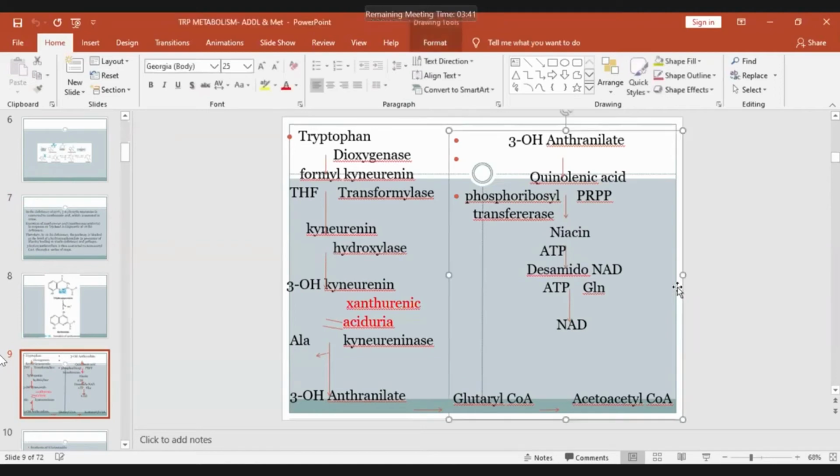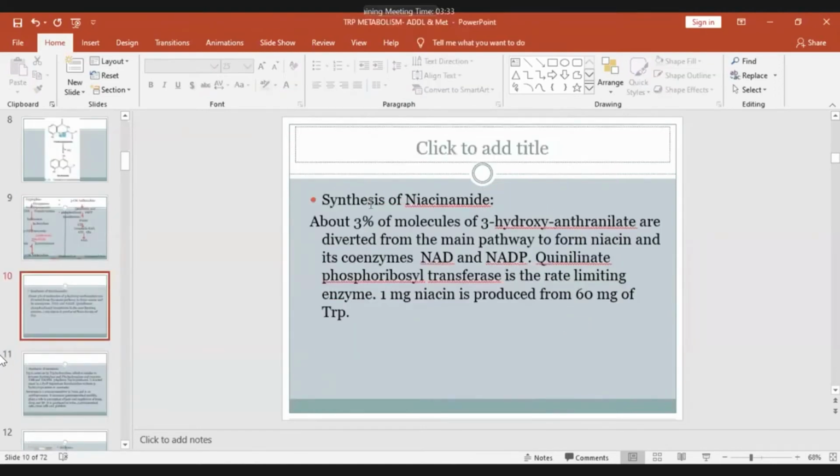So they are formed. So this is another pathway. So there is synthesis of niacinamide. So about 3% of the molecules of 3-hydroxyanthranilate are diverted from the main pathway to form niacin and its coenzymes NAD and NADP. So quinolinate phosphoribosyltransferase is the rate limiting enzyme.